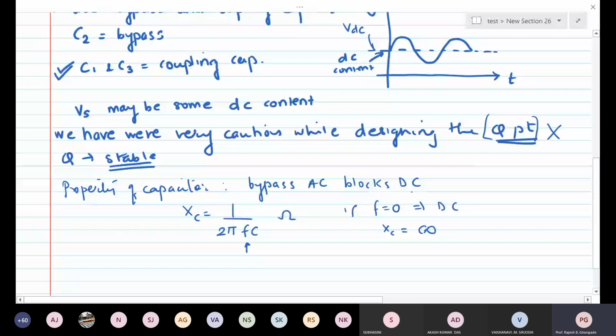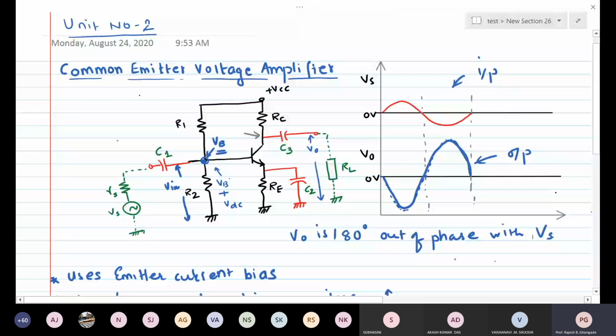Okay, and that is the reason why we use a coupling capacitor at the input, to block the DC content inside the input signal. Why? Because it may change the Q point. In a similar way, the output coupling capacitor is also used over there. Why?